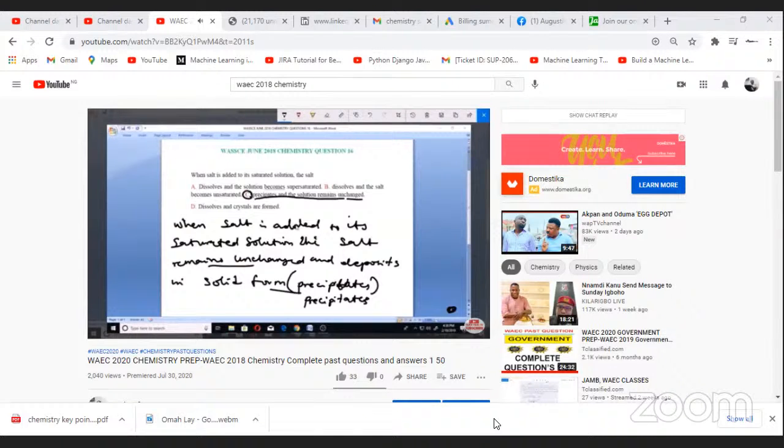Number 17. When X was added to a solution of bromine water, the solution became colorless. X is likely to be: A, propane, B, propanoic acid, C, propene, D, propanol. I chose propane. Why? Because when you add an alkyne to bromine water, the yellow bromine water becomes colorless.